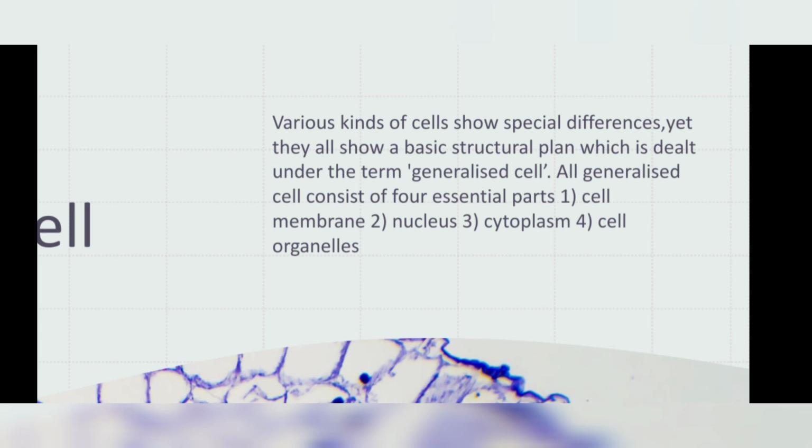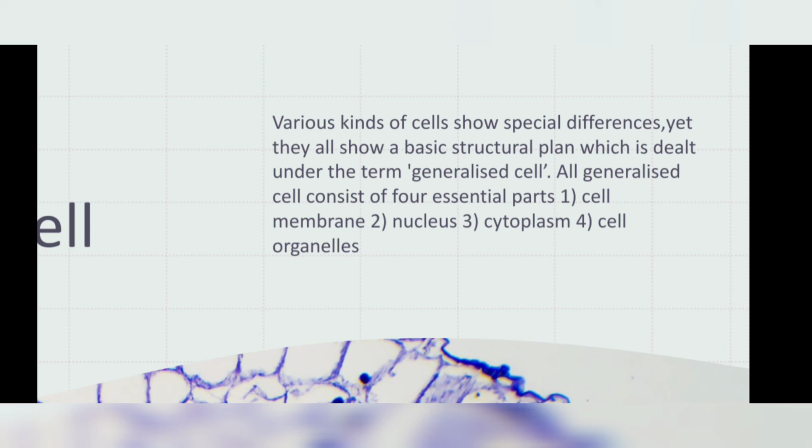If plant and animal cells would be the same, then why would we know them as plant cell and animal cell? We can just say cells. We do not need to distinguish it by plant cell and animal cell. Okay, so they have differences in them, so we call them with various names. Various kinds of cells have different special differences, yet they all show a basic structural plan. Every cell has a basic structure.